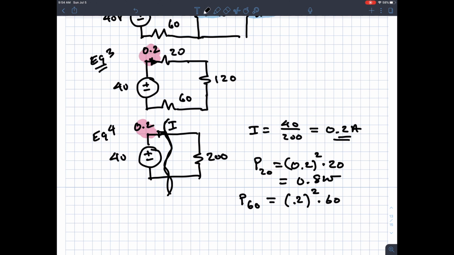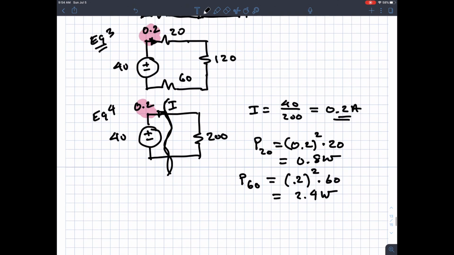All right, and so that would be 2.4 watts. And for resistors, this is using the passive sign convention. We always use the passive sign convention for resistors, and these would be using power. All right, resistors always use power. Okay, cool. So we got 2 of the 7 done.